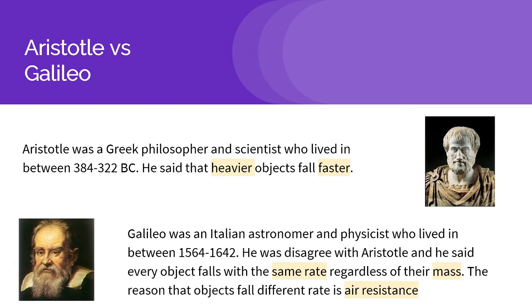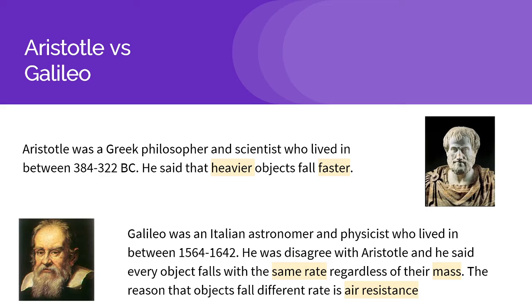After that, Galileo came about 800 years later, and he said every object falls at the same rate regardless of their mass. So it doesn't matter what the size or the mass is, every object is going to fall at the same rate. The reason that objects fall at different rates is air resistance.